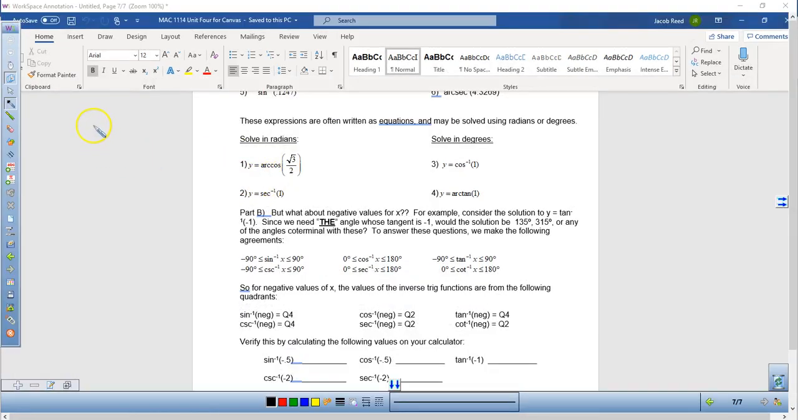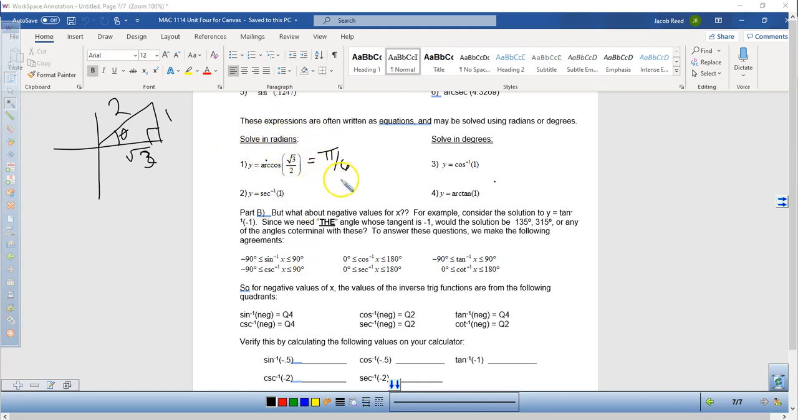Well, we're thinking about cosine. Cosine is adjacent over hypotenuse. So if it's adjacent over hypotenuse, we're talking about this angle here. That means opposite of it is 1. And we're talking about solving in radians. Since we're solving in radians, it's going to be pi over 6.